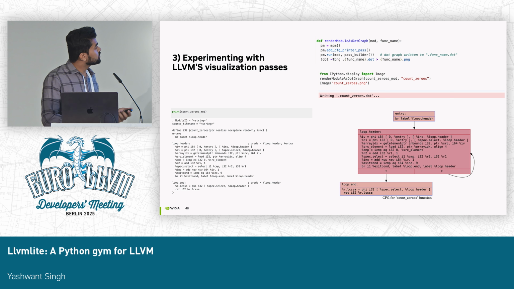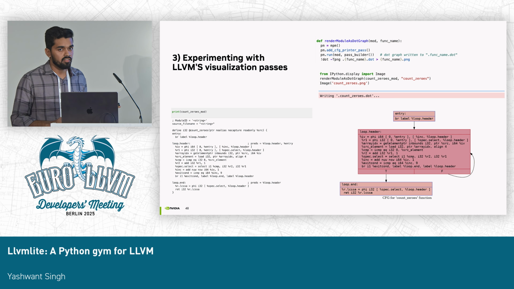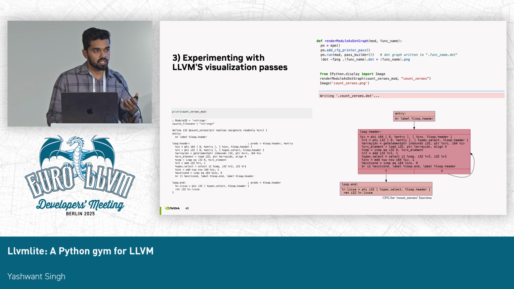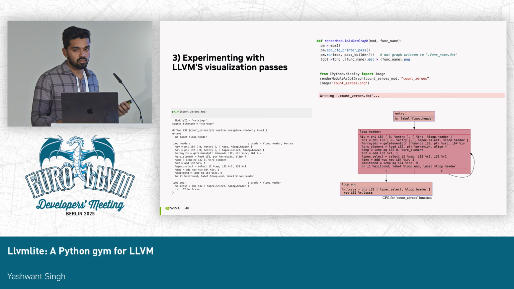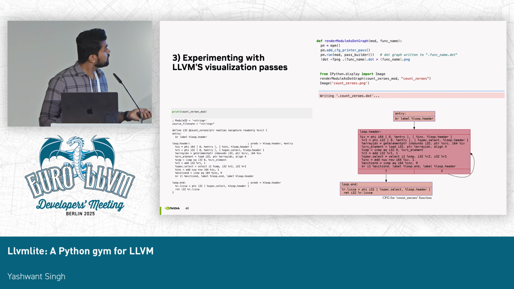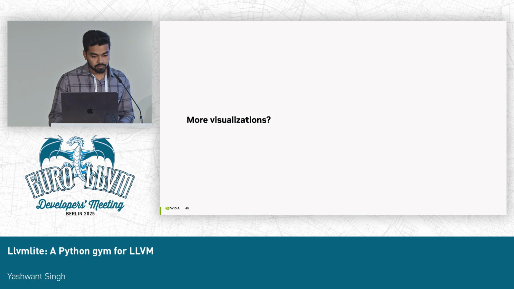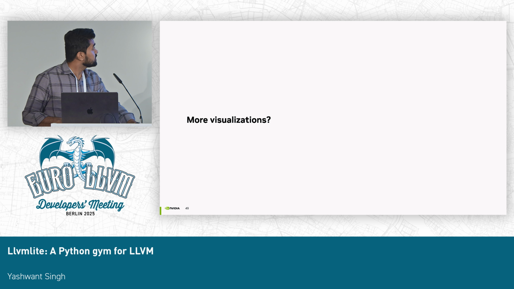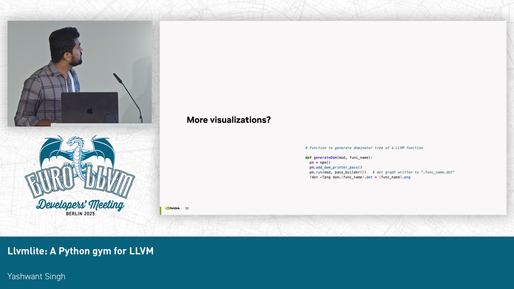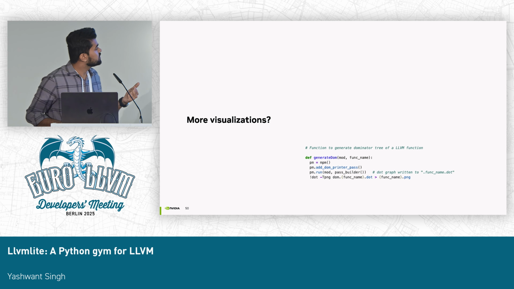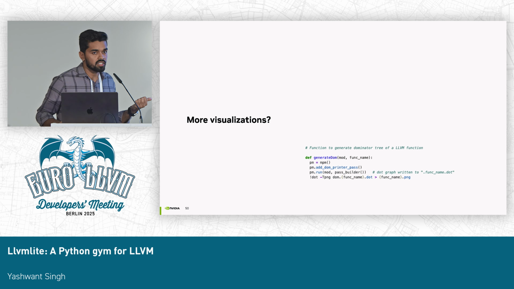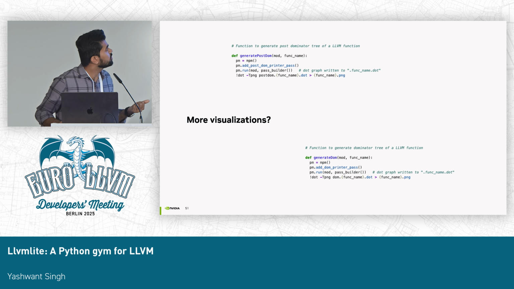Okay. So again, this is not something new. LLVM already does it. I'm just trying to showcase a new interface to do the same things that you have always done in LLVM. Okay, so more visualizations. I think I have a few more examples. Yeah, this is the generate DOM tree function. It will generate the dominator tree of an LLVM module. Then I have a generate post DOM function. It will generate a post dominator tree of the LLVM module.